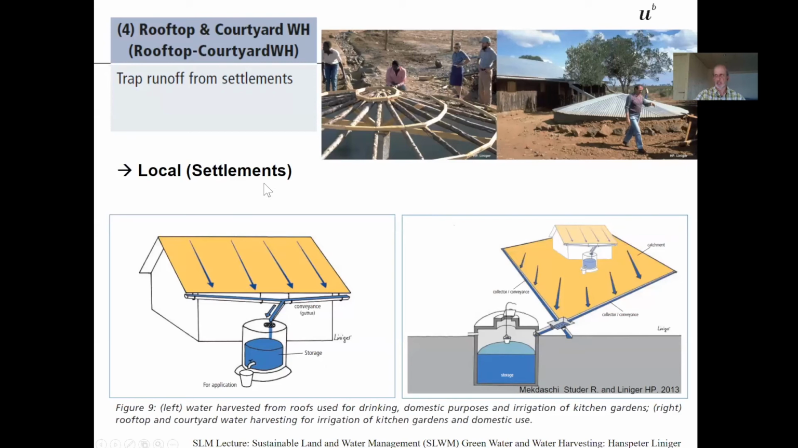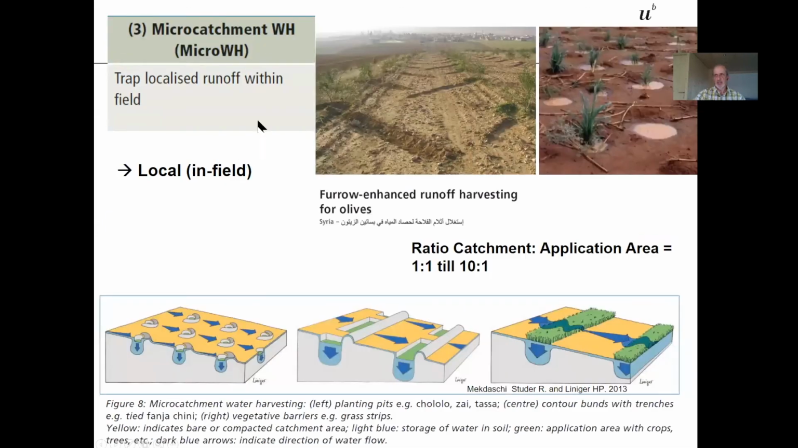It's a local system. The second one, also a small system, is micro catchments, a few meters from one place to the other. This system here is called zai in Western Africa. Holes that you dig and you plant cereals, the sorghum here, together with some manure. You collect the water from nearby areas that are rather bare, and you concentrate it on these plots, and here you have production.